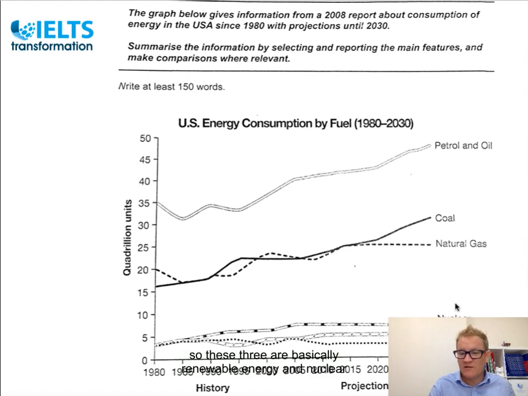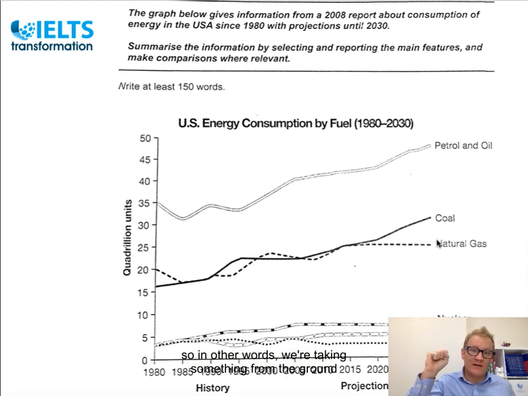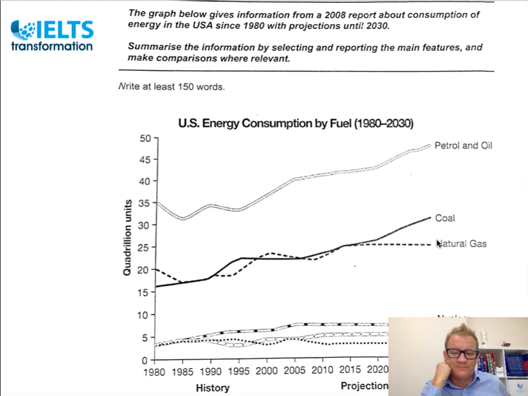So these three are basically renewable energy and nuclear, and these are traditional, we call them fossil fuels. So in other words, we're taking something from the ground and burning it. But obviously petrol and oil is by far the biggest or the most consumed. And then we've got coal and natural gas, and they're increasing at a similar sort of rate, aren't they?